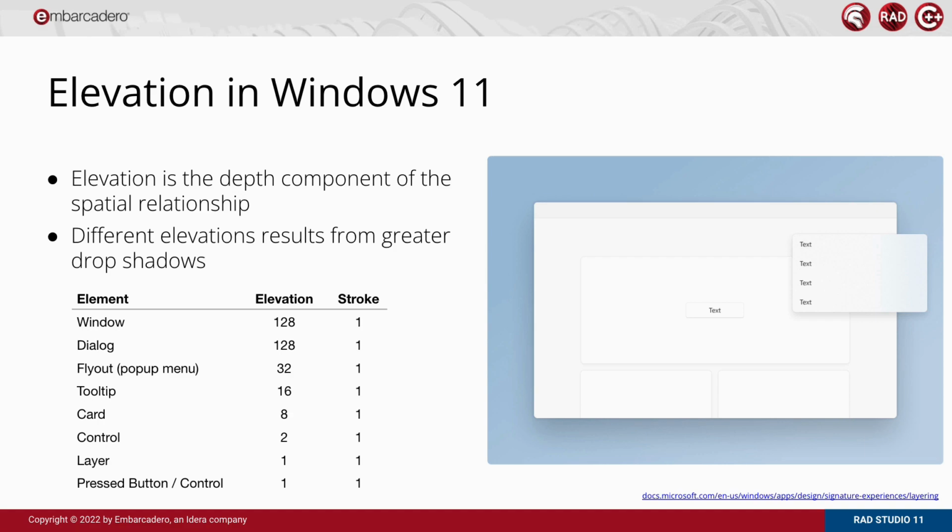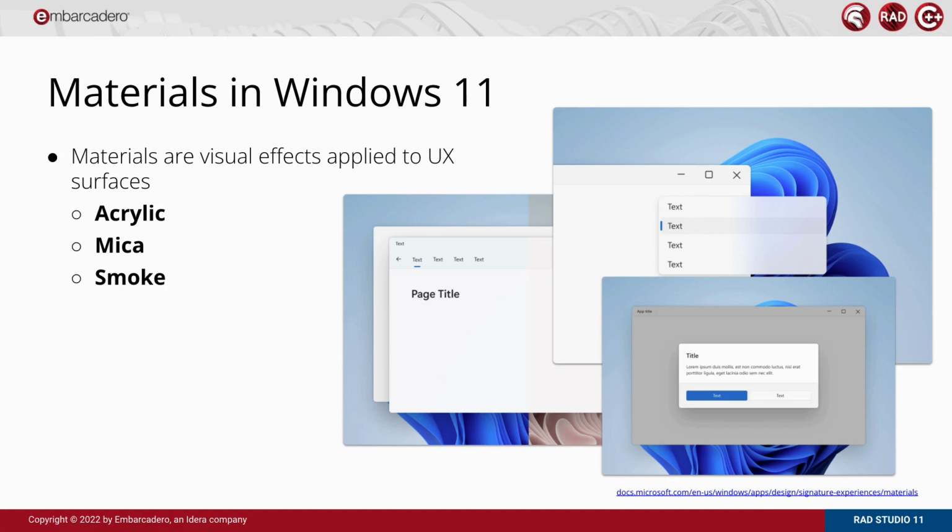The button's control has an elevation of two, but when it's pressed, it has an elevation of one. So that's having the depressed button that actually looks like it has gone almost flat onto the control. And then you see a layer has an elevation of one. So when a button's pressed, it goes down to as flat as a layer.